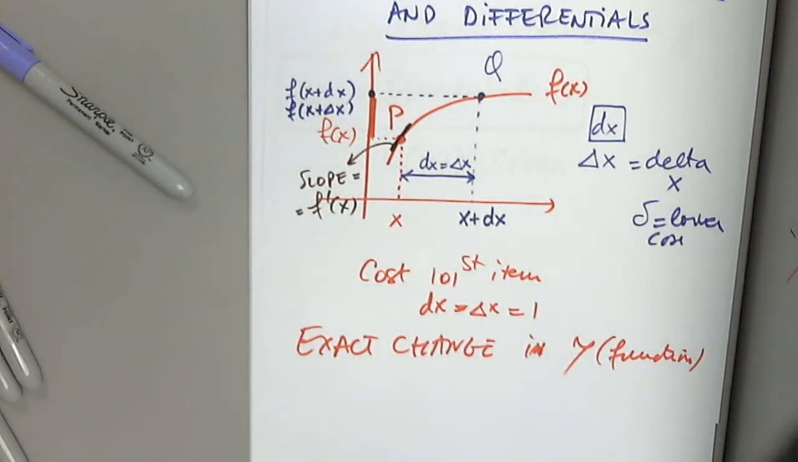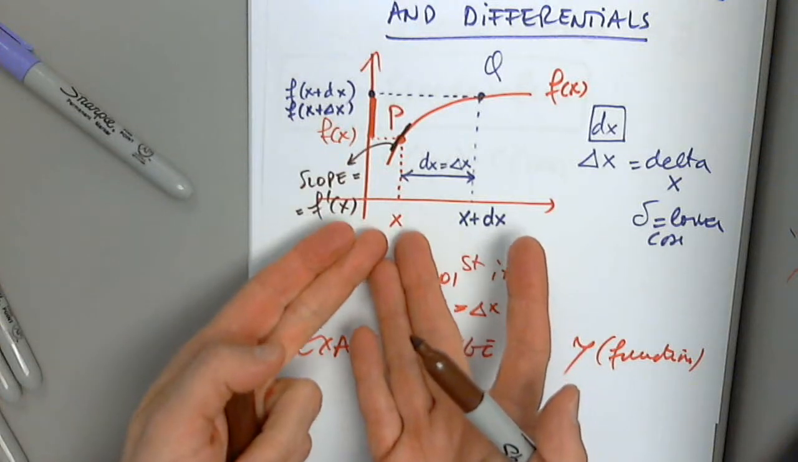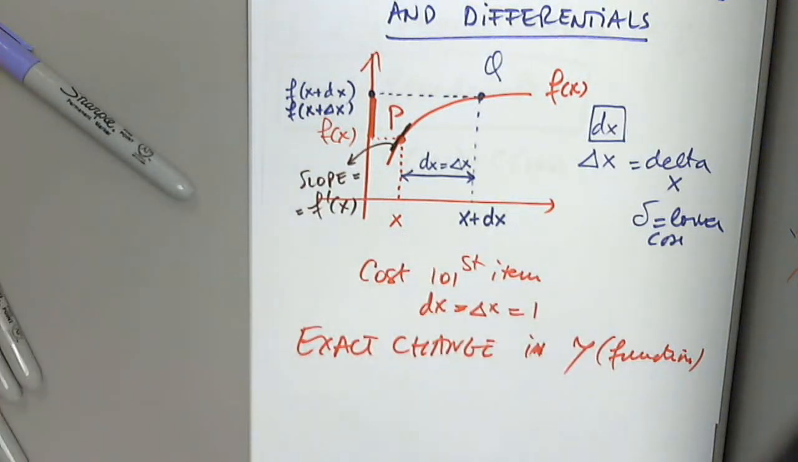Of course, the slope of this tangent at P must be f prime of x, whatever that x is. If it's 100, then I'll plug in 100. If it's 105, it's 105. F prime of 105. Excellent.